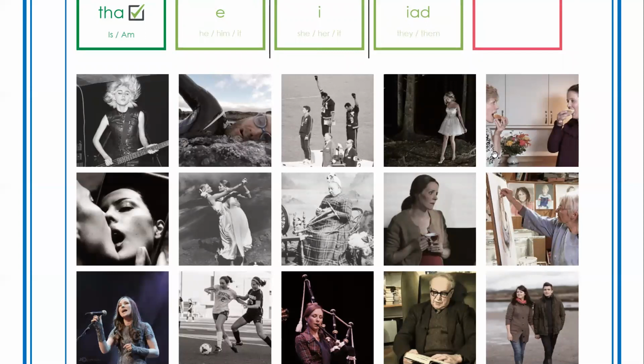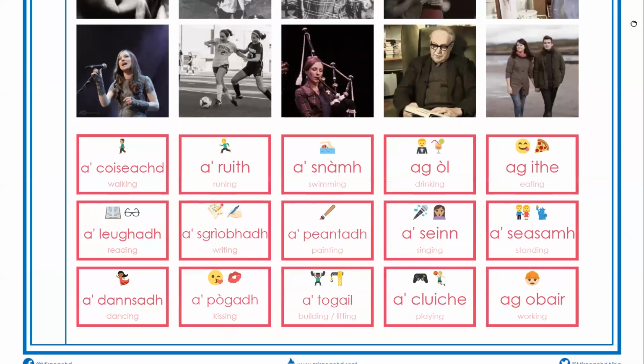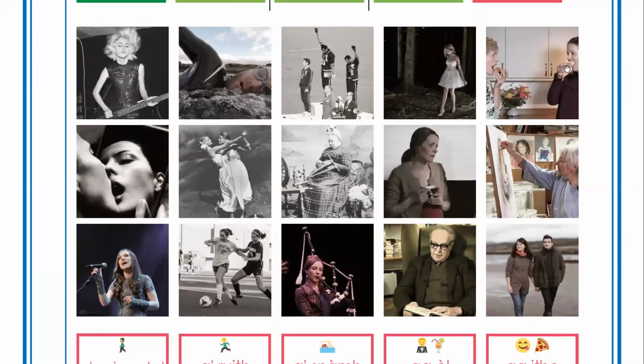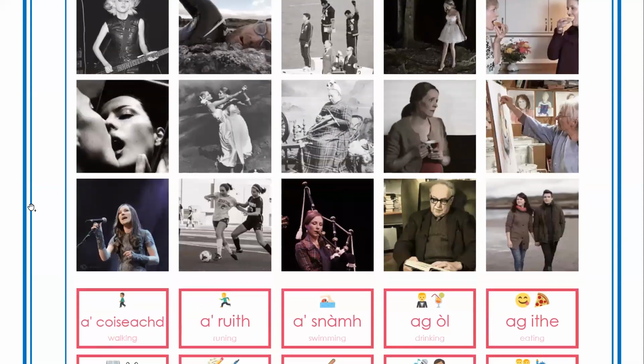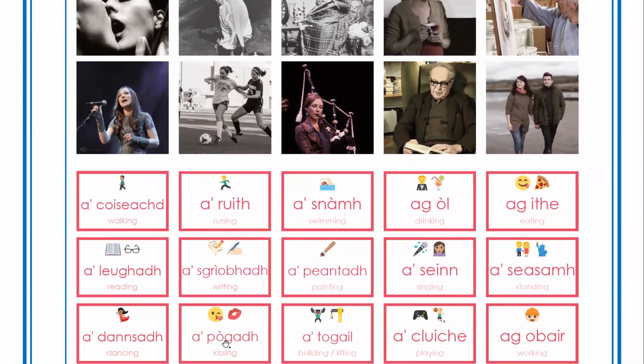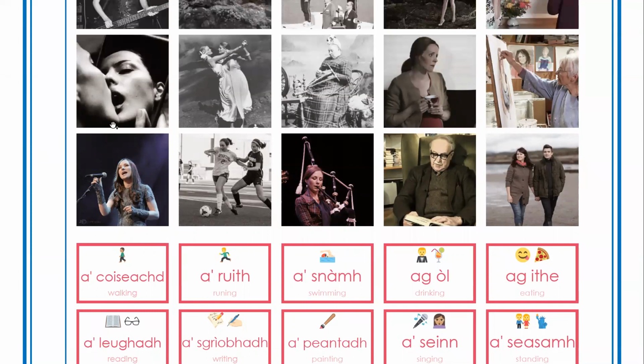Je ha iad a dèanamh. Ha iad a gcithe. They are eating. Je ha iad a dèanamh. Ha iad a págach. They're kissing. Ha iad a págach.